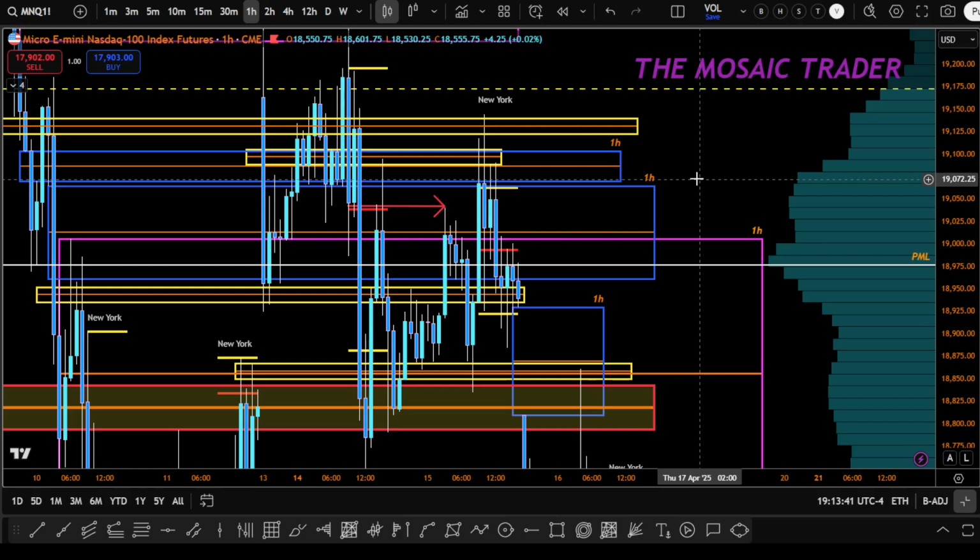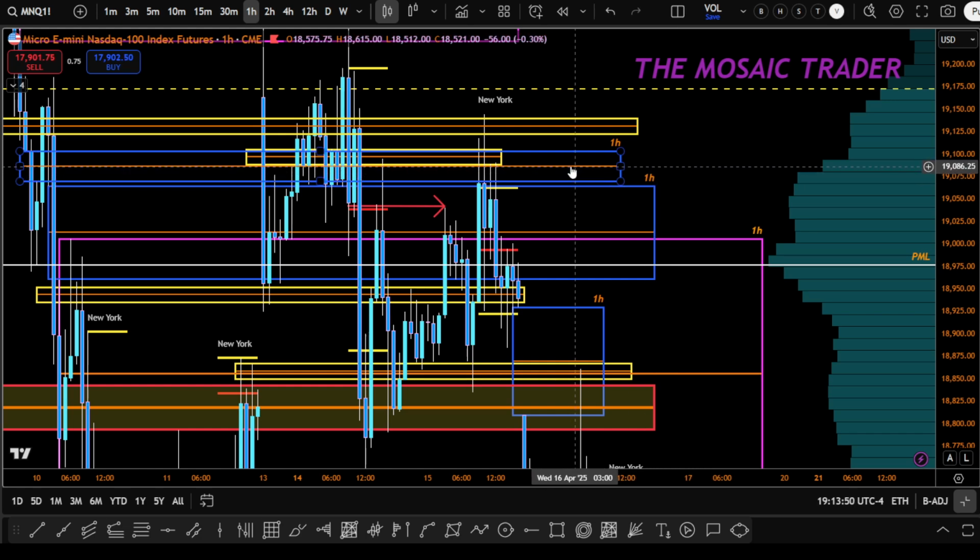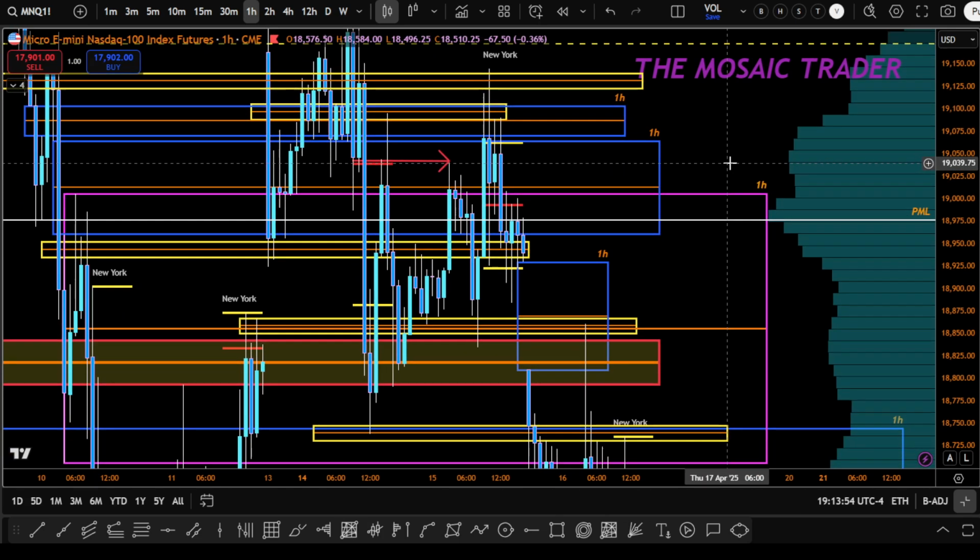But you have to have it on your chart. If you don't draw it on your chart, unless you have a photographic memory, you will never see this. See, it has to be on the chart.